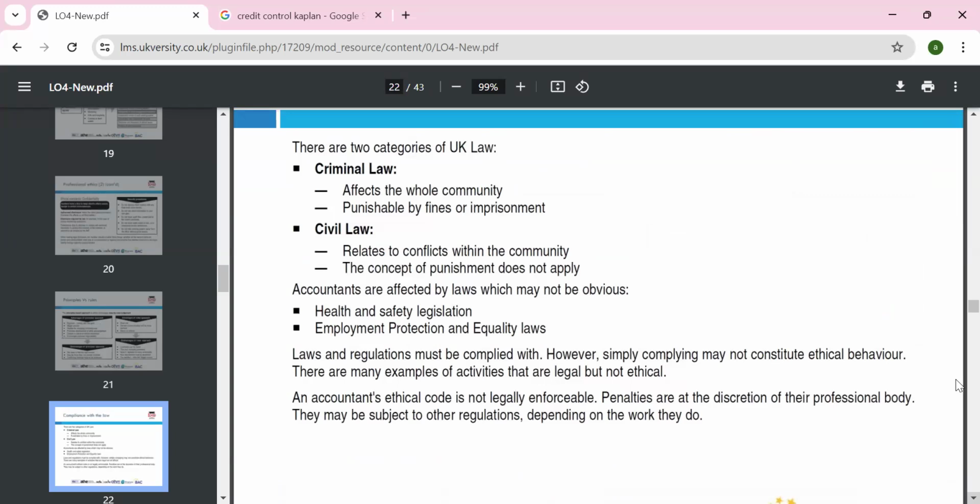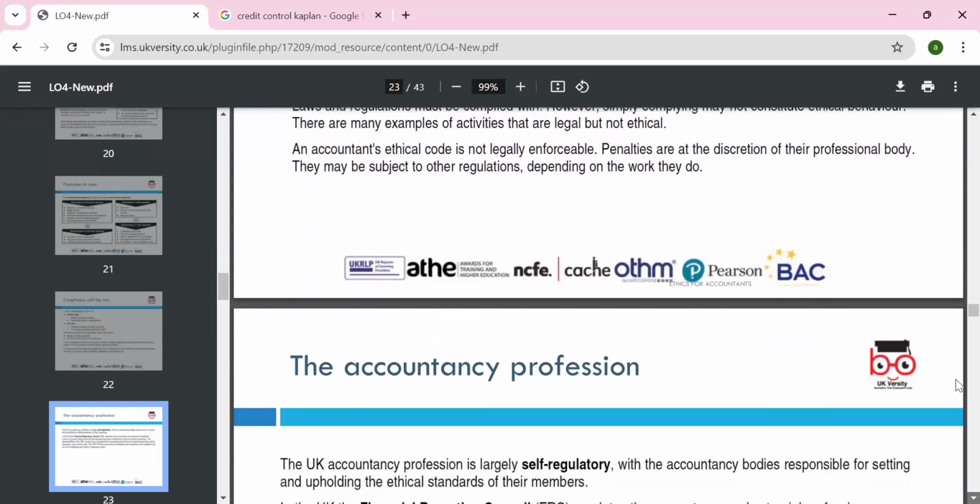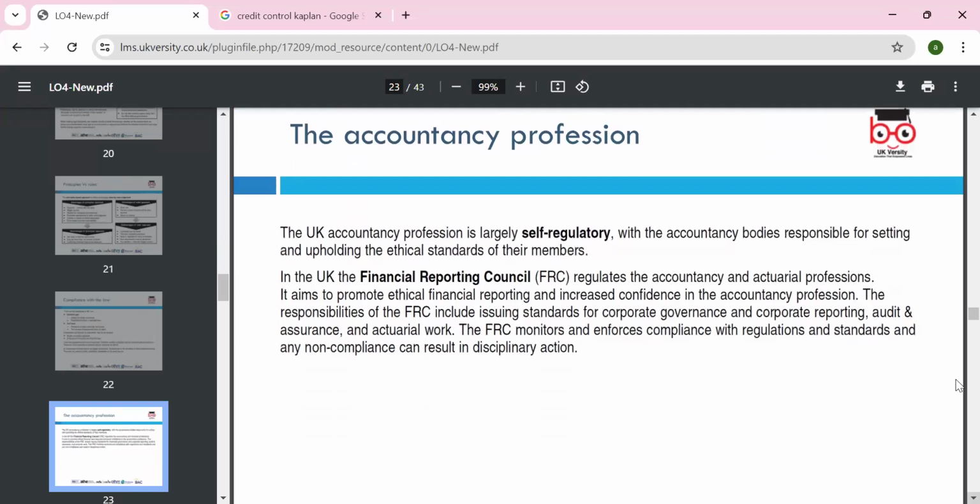So the accountant is affected by the law, obviously health and safety legislation, employment protection, equality laws, and all of these are legislation. The accountant's code is not legally enforced. Penalties are at the discretion of the professional bodies, and we have to look at these in that light. But your goodwill is really important, because that's your future business as well.